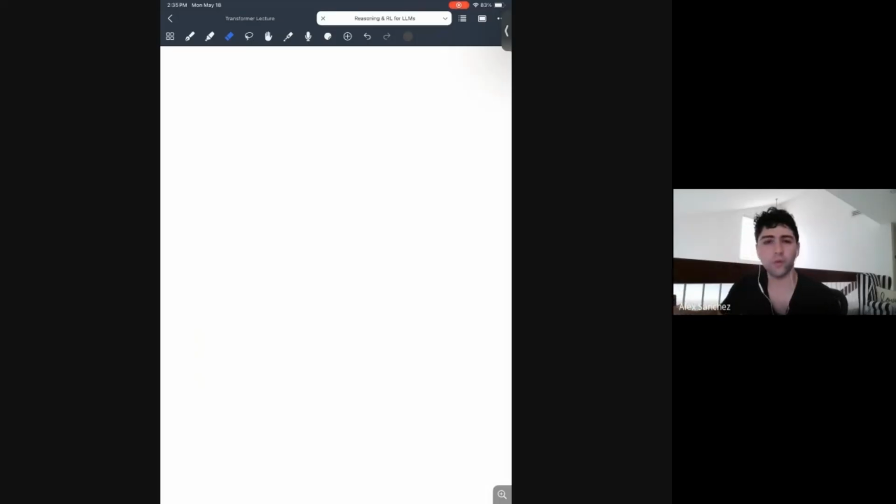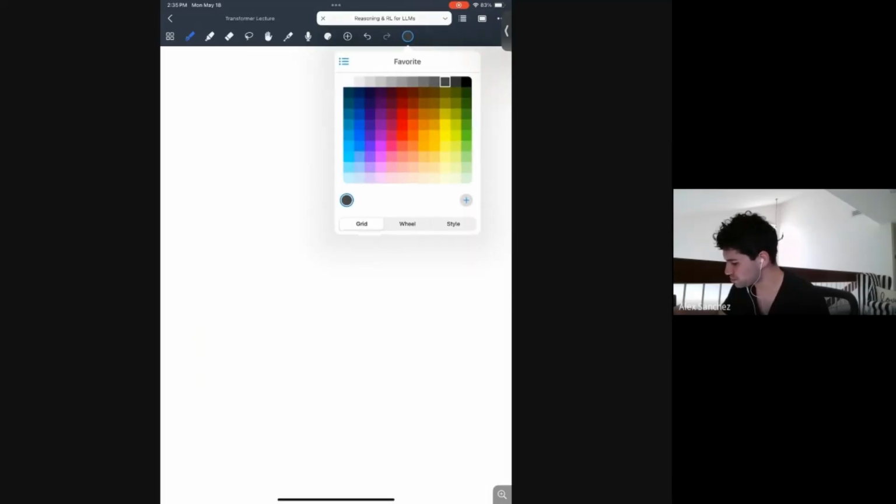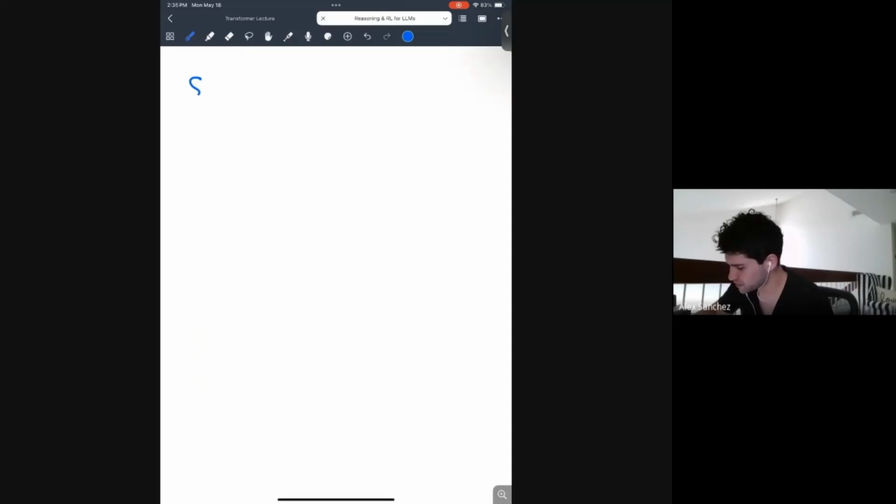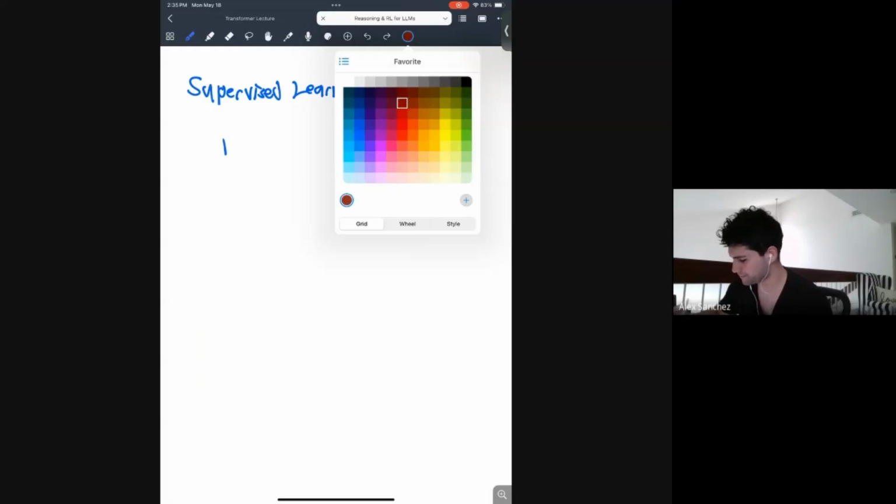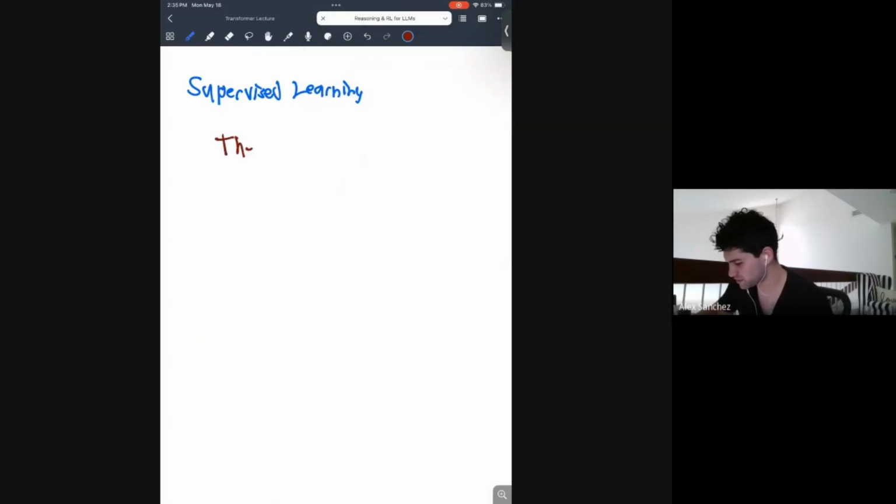And let's think about what supervised learning is. Fundamentally, supervised learning is, in the context of a transformer, let's make it really simple. We have a sentence, right? We have a sentence, the car is blank.